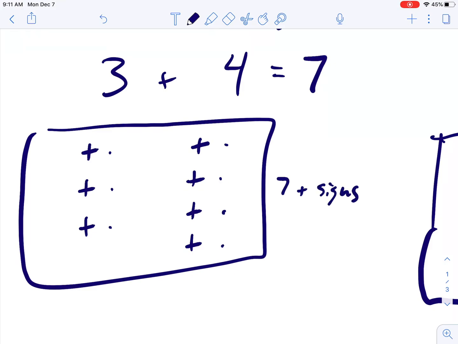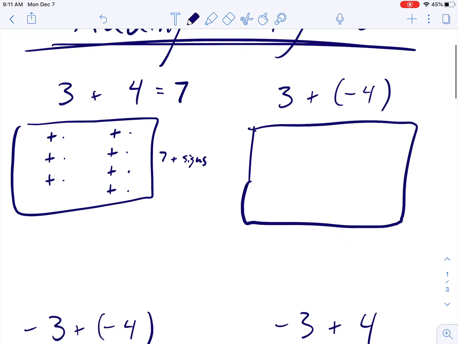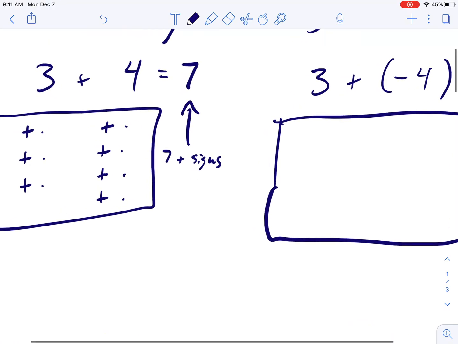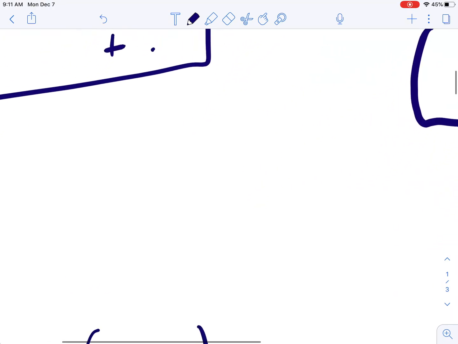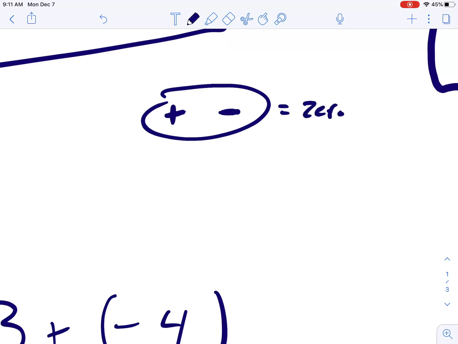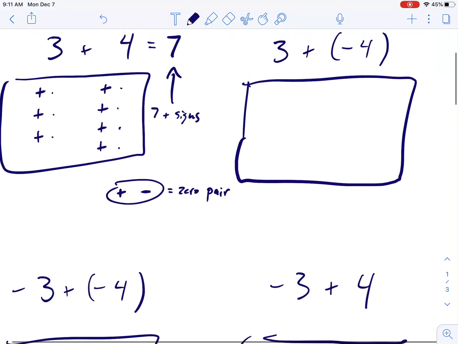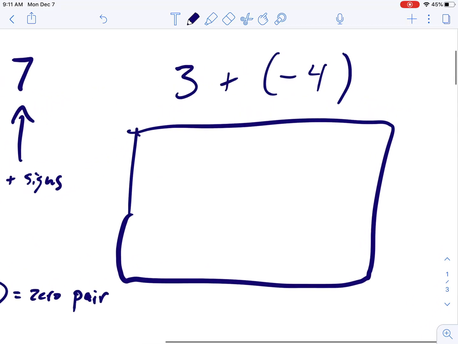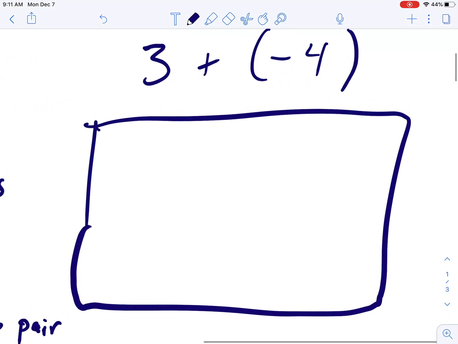7 plus signs, okay? Now something that you do need to know before we go on to this next one is that if you have a plus and a minus, this combines to make what we call a zero pair. And I went over this in our last video, but a zero pair equals 0, obviously, right? So we're going to be looking for zero pairs. So let's go to this next one, okay?